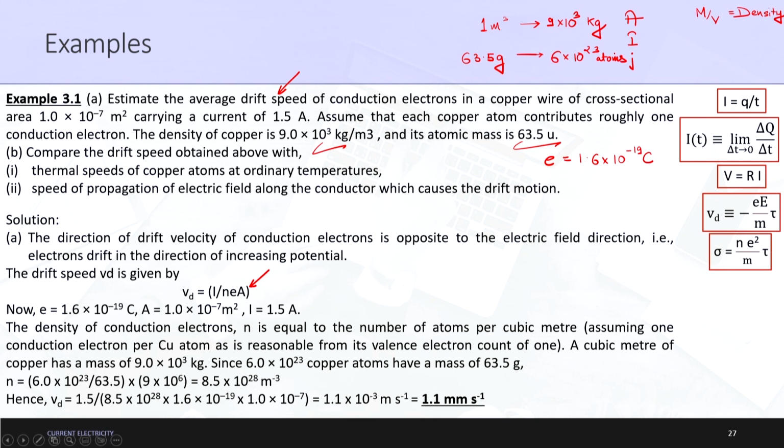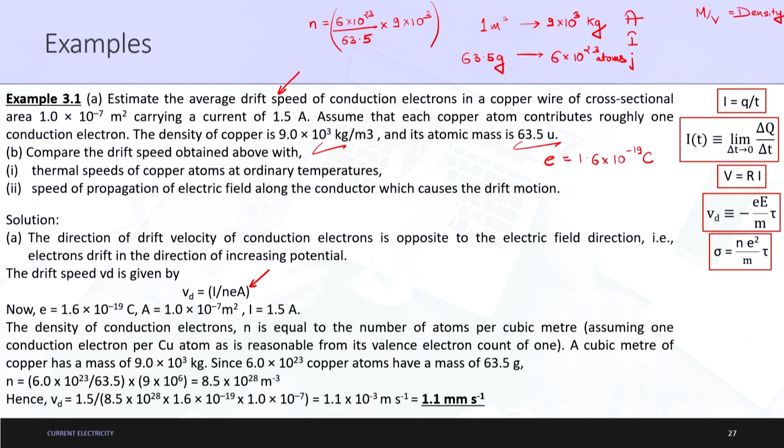Therefore, to calculate the value of n, we just need to find the number of atoms per unit mass and multiply that by the density. That will be the answer for n. So n will be nothing but 6 into 10 to the power 23 divided by the mass, giving the atoms per unit mass, and we just need to multiply by the mass we have, that is 9 into 10 to the power 3 kgs. Hence, this will be the number of conduction electrons present in the system.